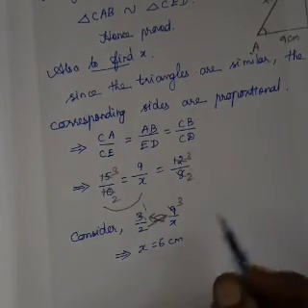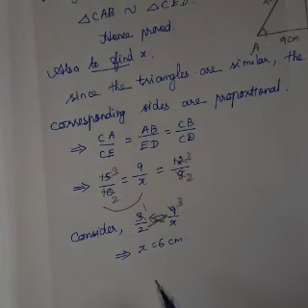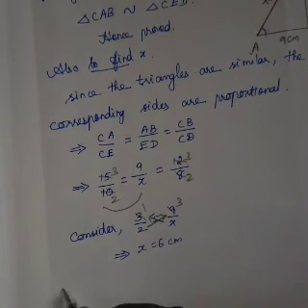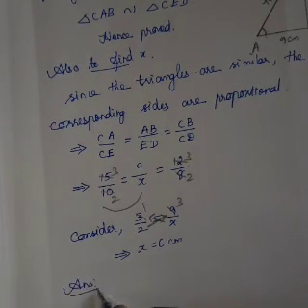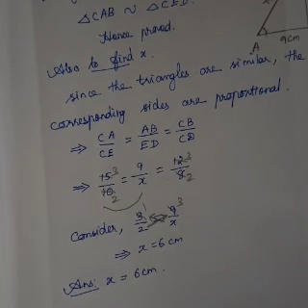What is the x value? It is the side length of ED. Okay, but in the question they asked to find out the x value, so it is enough. We can write x is equal to 6 centimeter. Okay, are you all clear?